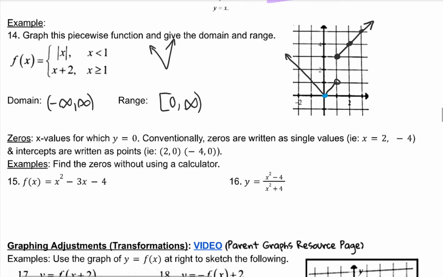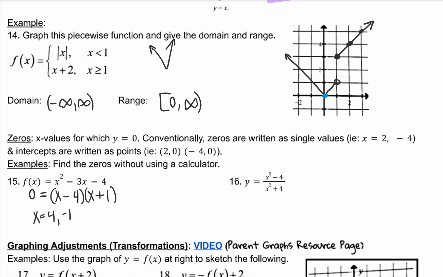Now zeros are x values for which y equals 0. Conventionally, zeros are written as single values, but intercepts are written as x-y coordinate points. Find the zeros without using a calculator. So we're going to make y, or f of x, equal to 0. Look, I have a quadratic function, and I think I can factor that. (x - 4)(x + 1). All right, so x is equal to 4 and -1. Those are my zeros. If I were to write them as x-intercepts, it would be (4, 0) and (-1, 0).